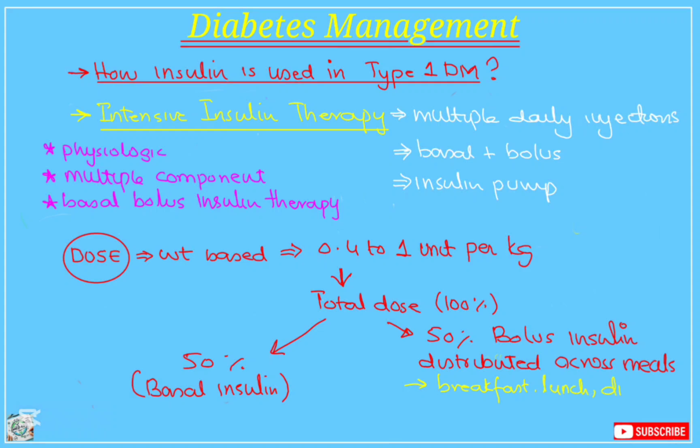Bolus doses are further refined using carbohydrate counting and correction dosing to better match the insulin needs of the food intake and glucose levels. Intensive insulin therapy is complex because it requires multiple daily injections or pump boluses, frequent blood glucose monitoring, and collaboration between the patient and the healthcare provider.